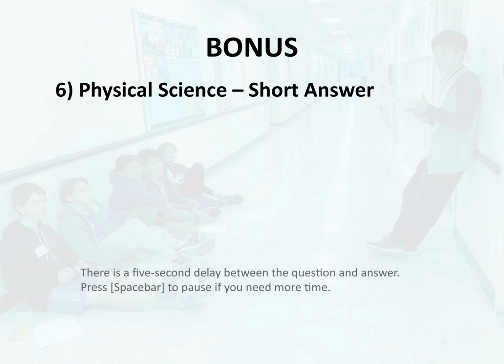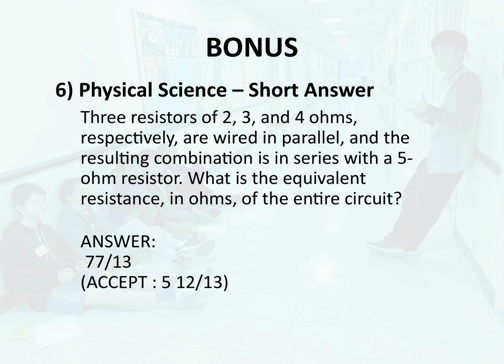Bonus 6. Physical science, short answer. 3 resistors of 2, 3, and 4 ohms, respectively, are wired in parallel, and the resulting combination is in series with a 5 ohm resistor. What is the equivalent resistance, in ohms, of the entire circuit? Answer. 77/13.